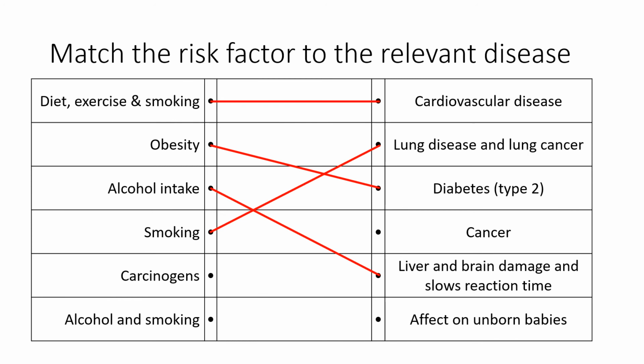Carcinogens, well, carcinogens is the group name given to a bunch of things that will all cause cancer. And lastly, alcohol and smoking will affect unborn babies.